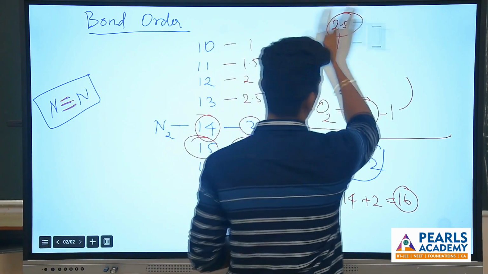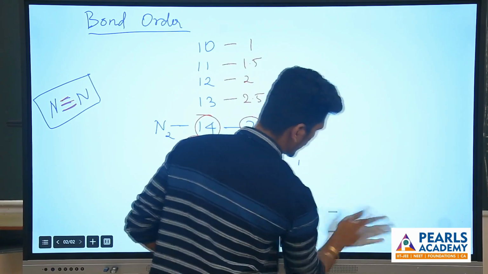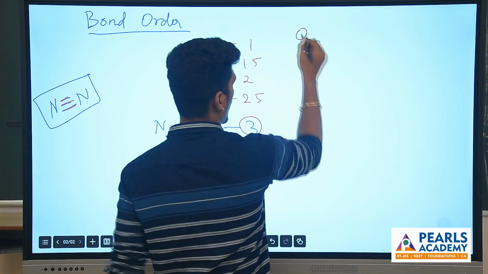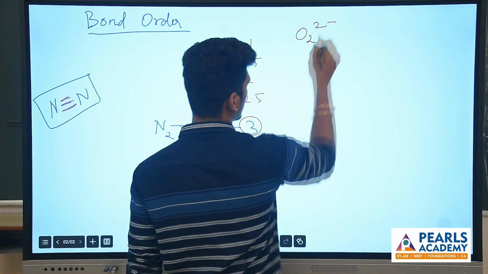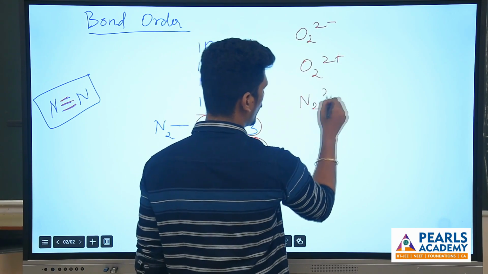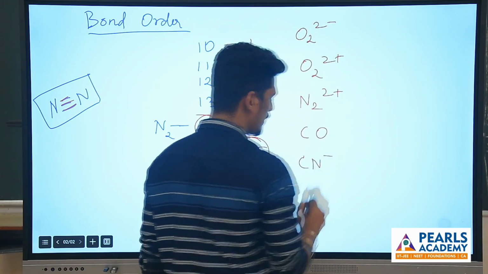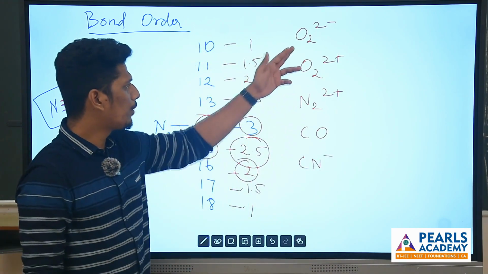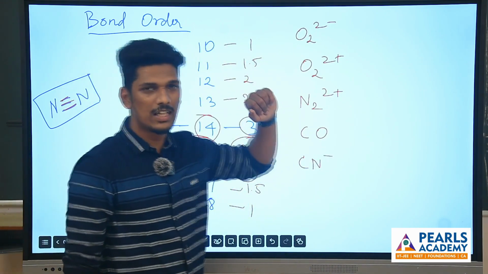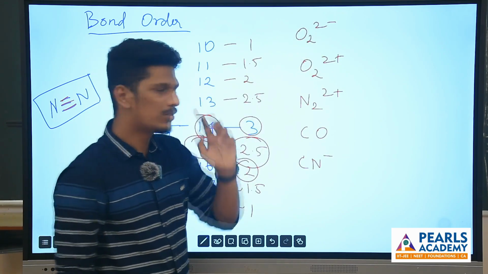So we'll see a few more examples like this: O2 2 minus, O2 2 plus, N2 2 plus, CO, CN minus, like this it will go on. So we'll see one by one. O2 means 16 electrons, 2 minus means 2 electrons are gained. So 16 plus 2, 18.